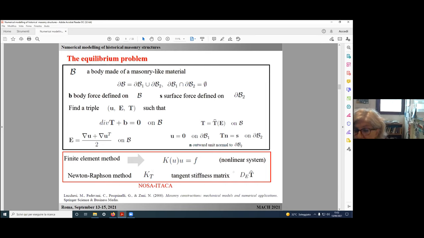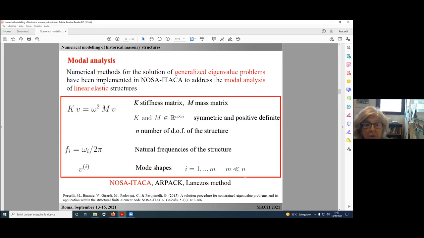And in NOSA-ITACA it is solved by using the Newton-Raphson method, and in particular the tangent stiffness matrix KT, which is calculated starting from the derivative of the stress function with respect to E that we have seen before. Moreover, numerical methods for the solution of generalized eigenvalue problems have been implemented in NOSA-ITACA to address the modal analysis of linear elastic structures.